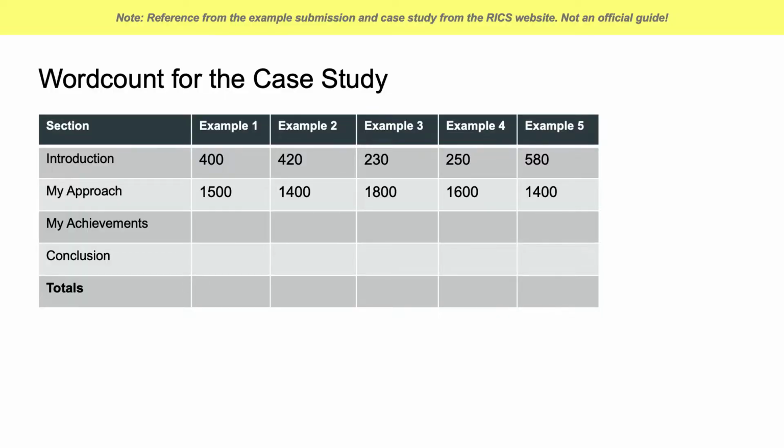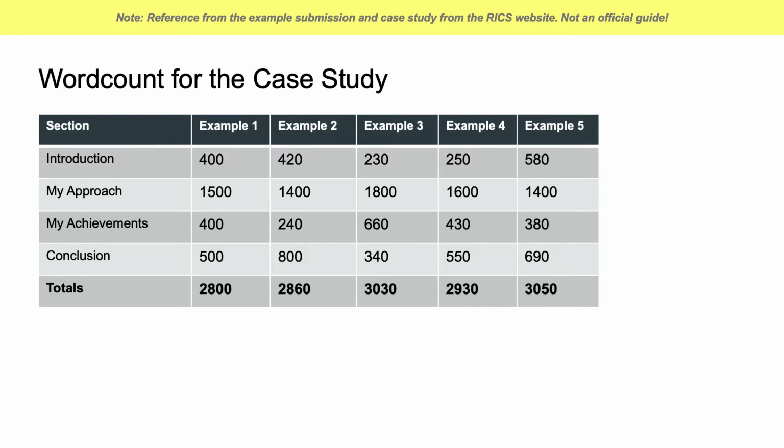For the My Approach, some variation here as well: 1500, 1400, 1800, 1600, and 1400 again. The My Achievements was 400, 240, 660, 430, and 380. If you did pay attention, note that when you are writing more in the My Approach, you are probably writing a little bit more in the Achievements. And finally, conclusion: 500, 800, 340, 550, and 690. Now, you can see the totals on the screen, and in the past, we did have an acceptable range where you could go slightly over, but now we have a hard limit of 3,000 words maximum, okay?